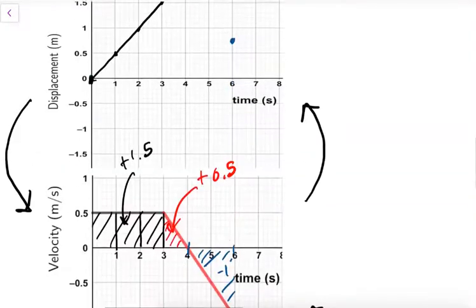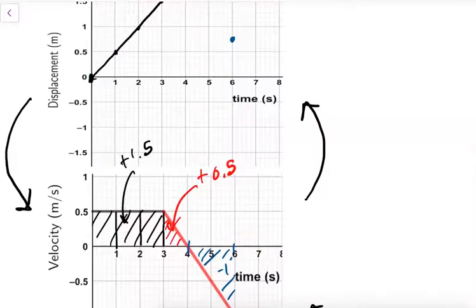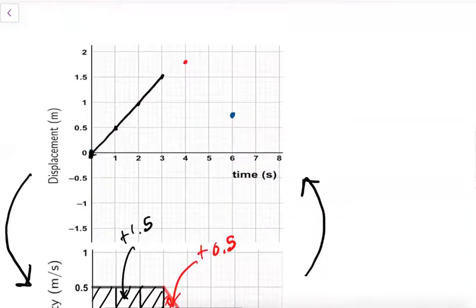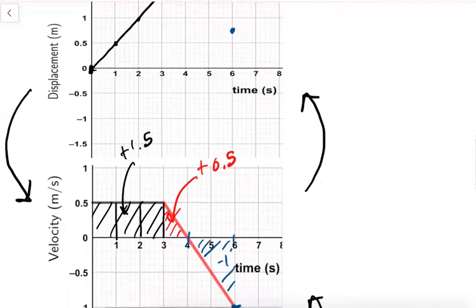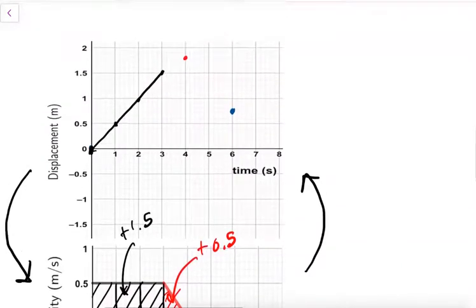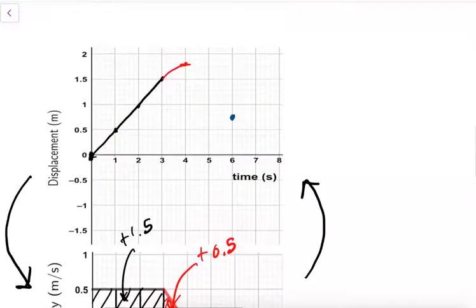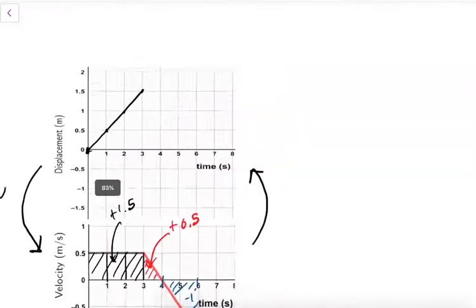Well, I know that I have curves because my velocity is changing, so there's an acceleration. And I know that at time equals 4 seconds, I am at a 0 velocity, so I should have a horizontal line right here. So I'm going to draw my curve. There's my curve, and that's between 3 and 4 seconds. And then between 4 and 6 seconds, I'm going to curve downward like that.